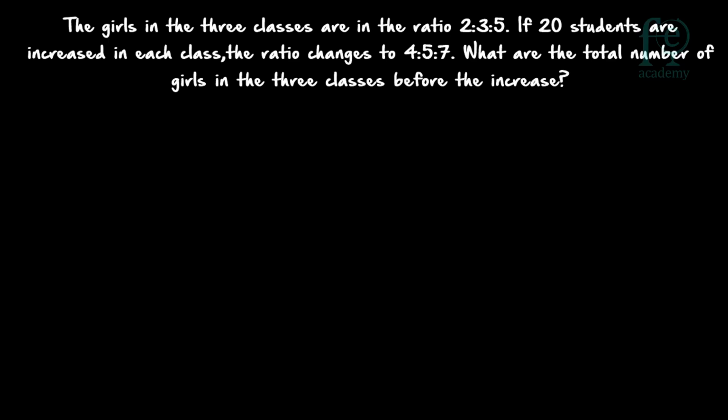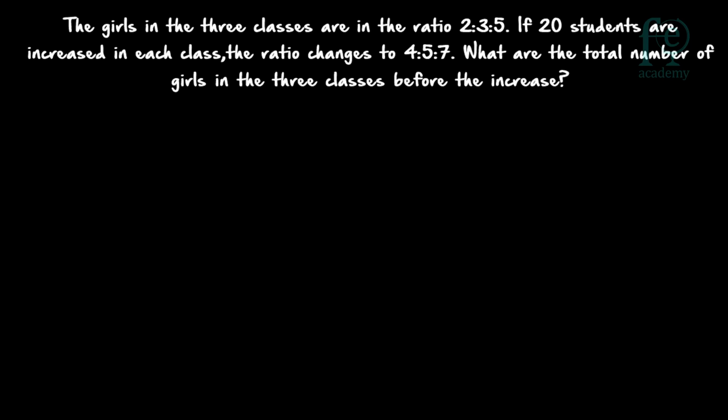So today's question is, the girls in the three classes are in the ratio 2:3:5. If 20 students are increased in each class, the ratio changes to 4:5:7. What are the total number of girls in the three classes before the increase?